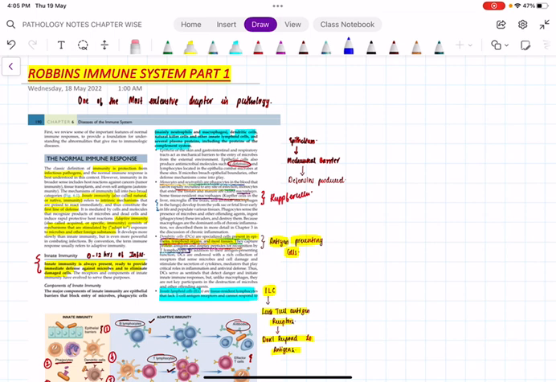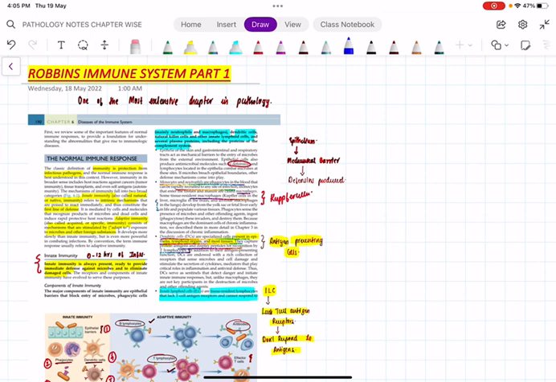Of course, the immune system is a very extensive chapter. I don't know how many parts I will be making. All these are 30 minute videos, short videos only, because you will get saturated with more than 30 minutes in immune system and neoplasia chapters. So I am making just 30 minute videos. Please take notes on this.